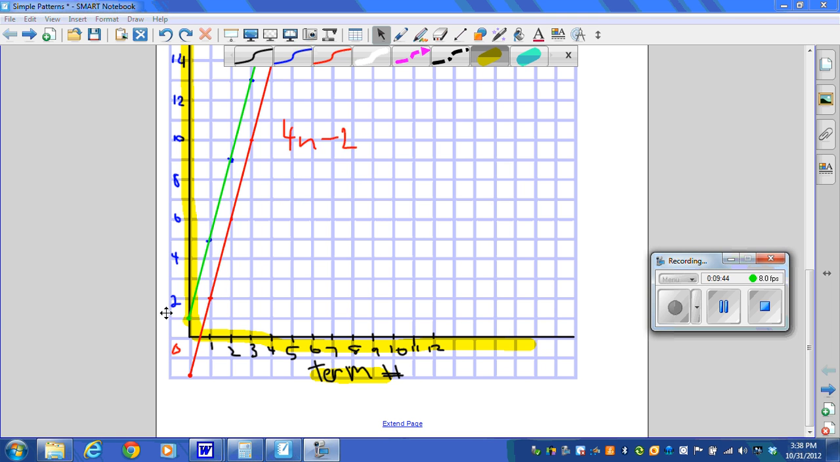You can see that the green line connects to the y-axis, or the term value, and the red line connects to the x-axis. You want to make sure that you go through all of those. And then you're done.